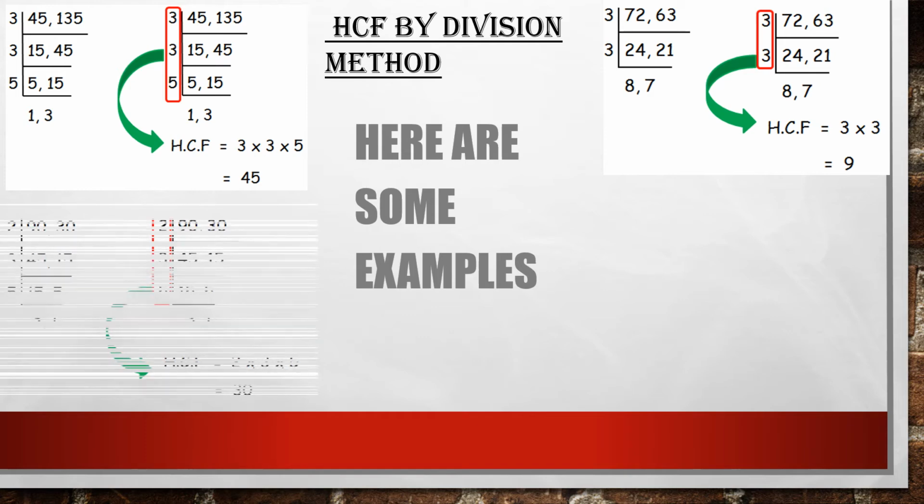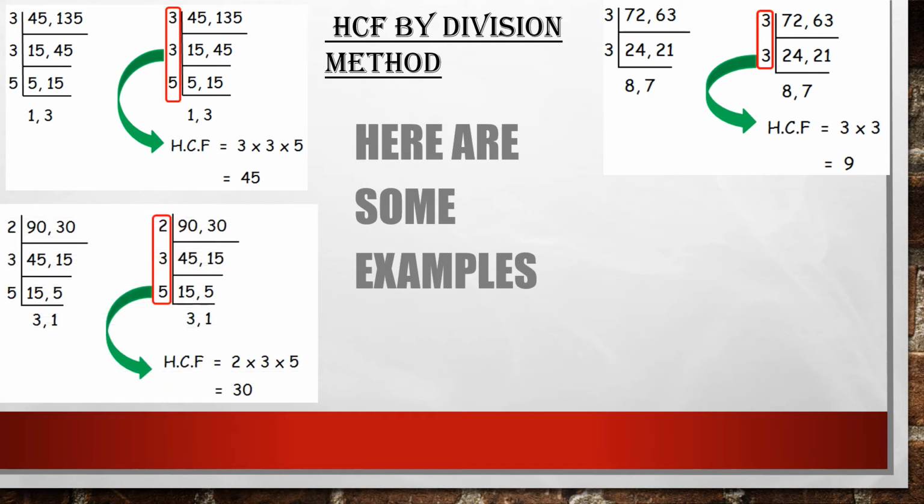Here comes the third question: to find the HCF of 90 and 30. As before, when you do the calculation, we get the HCF as the product of 2 into 3 into 5. That gives the answer 30.